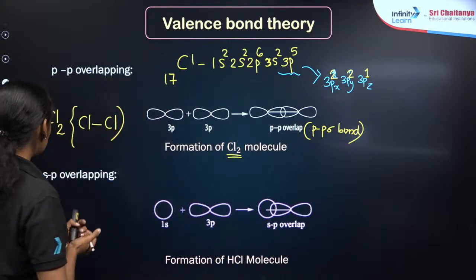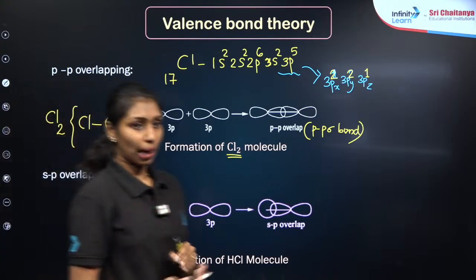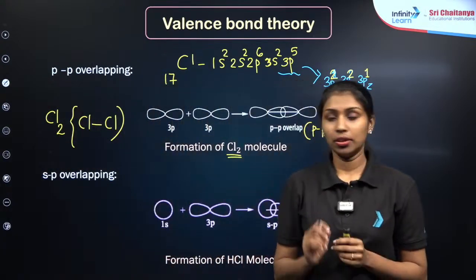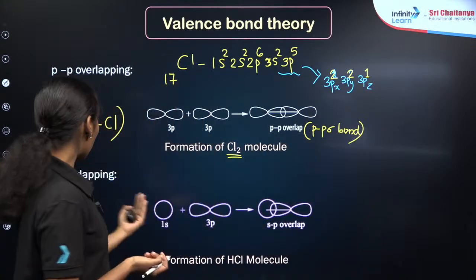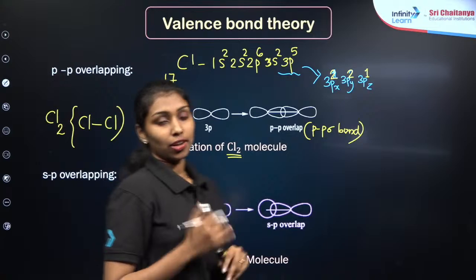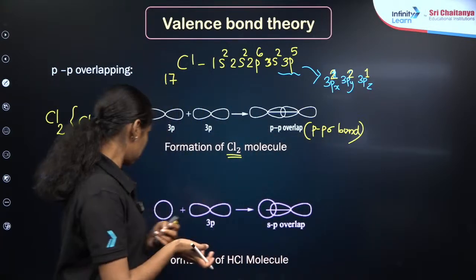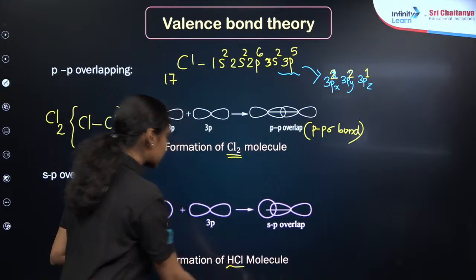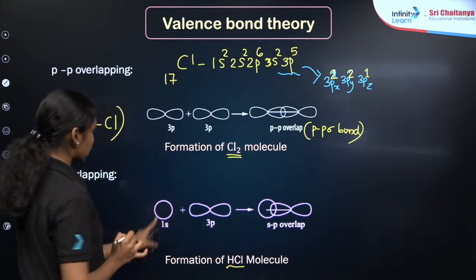Yes, fine. Now the next one, the last one of the sigma bond formation, that is the sp overlapping, which means that one s orbital and another p orbital will undergo the axial overlapping or the head-on overlapping. For example, in the case of the HCl molecule, hydrogen is 1s1. So here one electron is there in the 1s orbital.